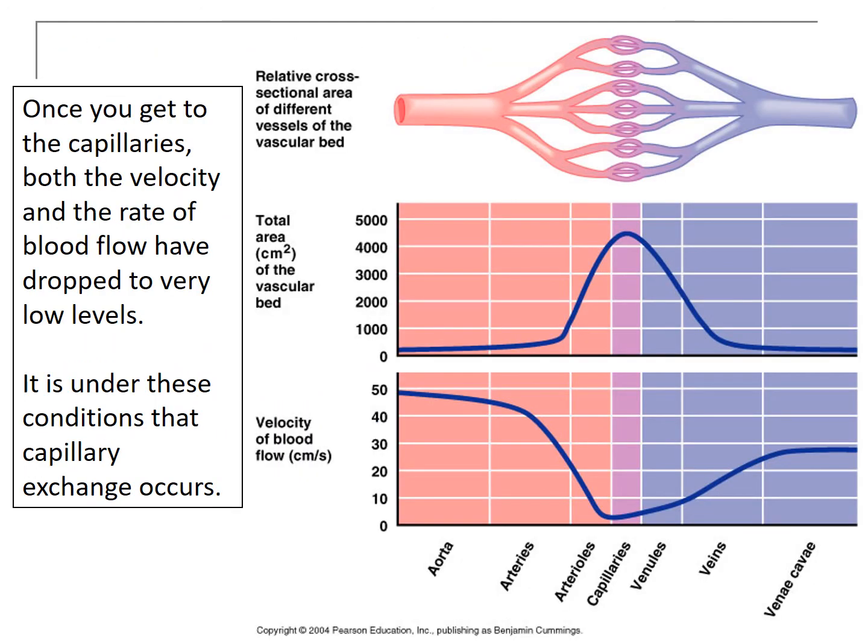So this is another graph that shows you the total area in square centimeters of the circulatory system and how the velocity of blood drops as you get to the capillaries. So again, once you get to the capillaries, both the velocity and the rate of blood flow have dropped to really low levels, and because they have dropped, this is going to allow time for, again, materials to diffuse both out and into the bloodstream.